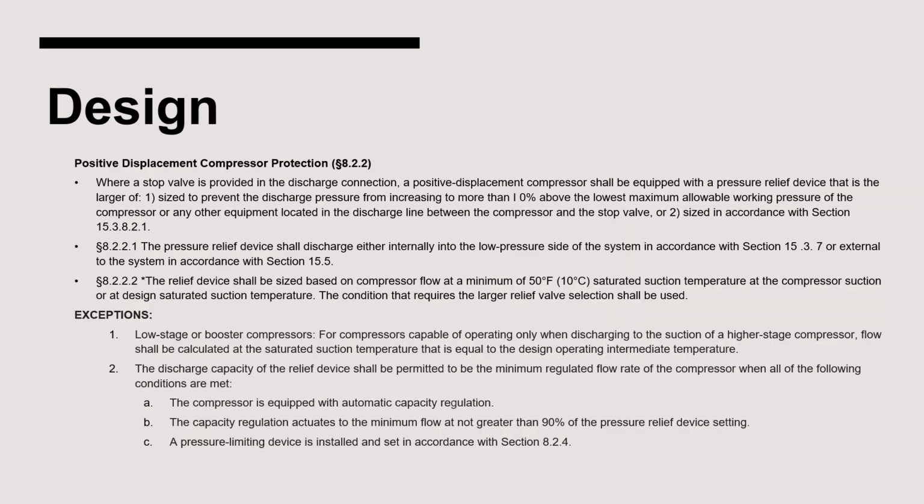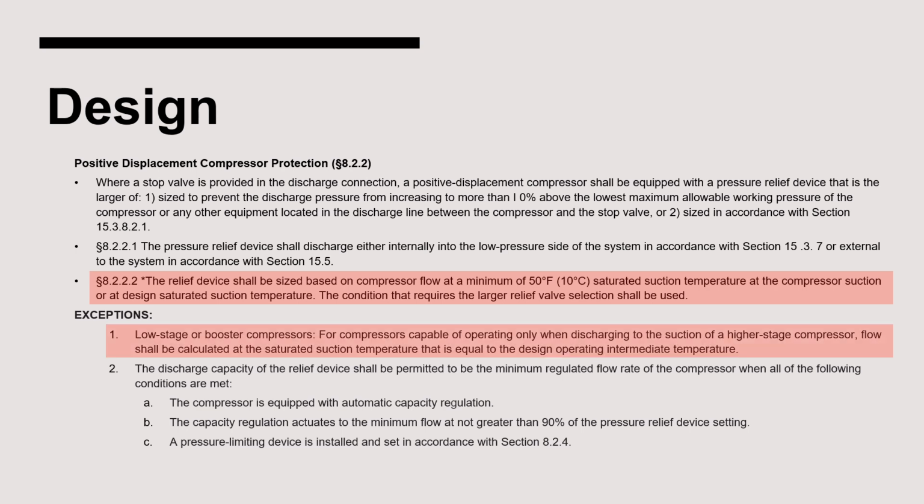Returning to Chapter 8 of IIAR 2, we see that specifications are provided for sizing compressor relief valves. The relief valve should be sized based on the compressor volumetric flow rate when the suction temperature is a minimum of 50 degrees Fahrenheit. In the case where a relief valve protects an oil separator and compressor, the relief valve should be sized based on whichever component has the larger relief requirement. For booster compressors, the suction temperature used in the calculation shall be the design operating intermediate temperature. A standard intermediate temperature for a two-stage system is often around 20 degrees.